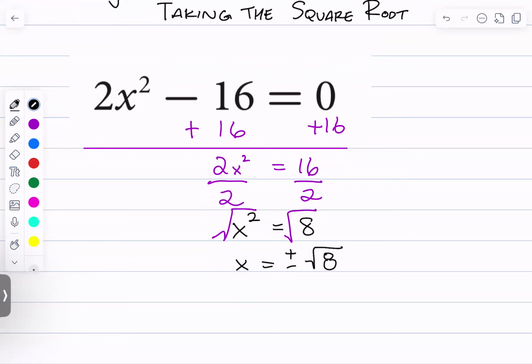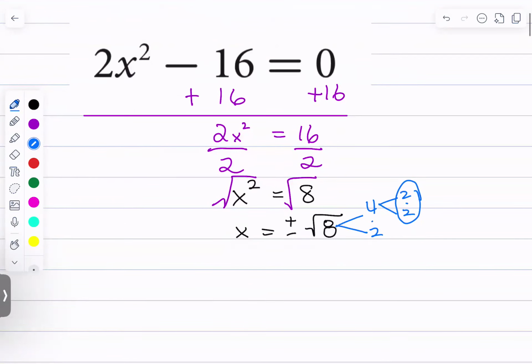Square root of 8. Square root of 8, we can break that down, go 4 times 2, and then the 4 can be broken down to 2 times 2, right? So then there's a pair of 2's right there. So that can come out of my square root. And what's left over is this 2 here, because that one doesn't have a partner to come out with. So that's my answer, right?